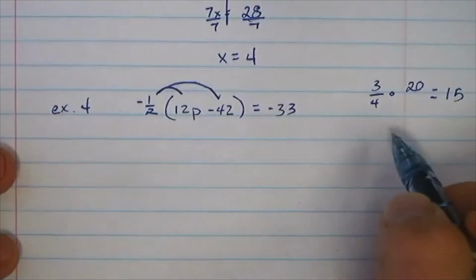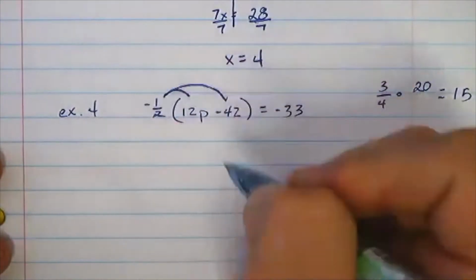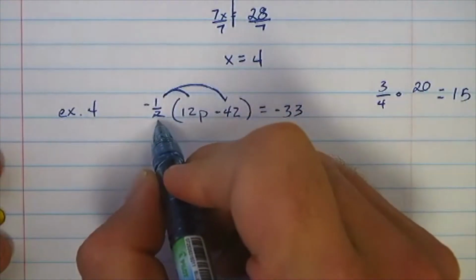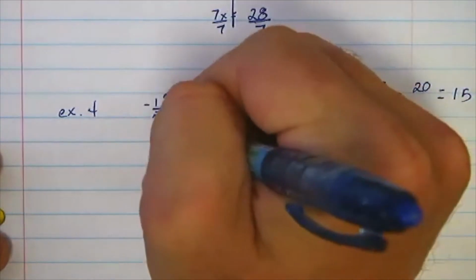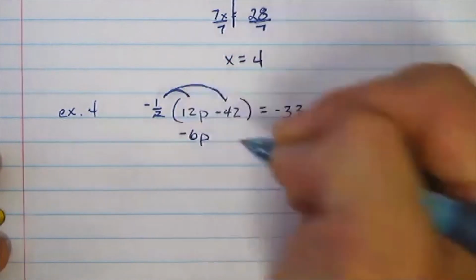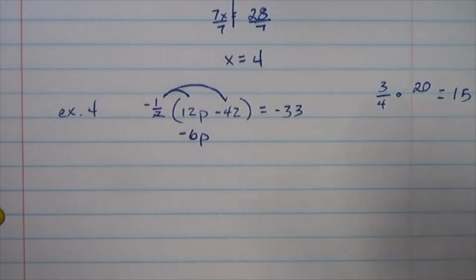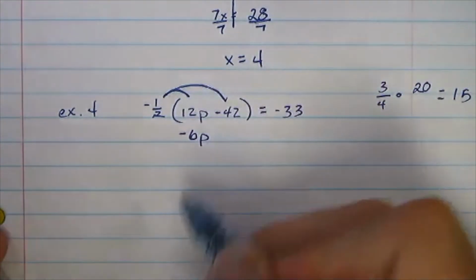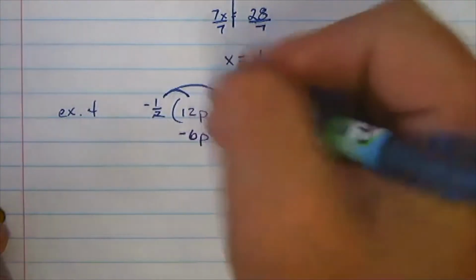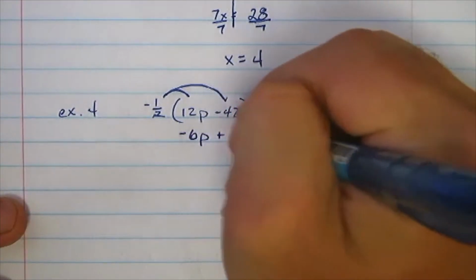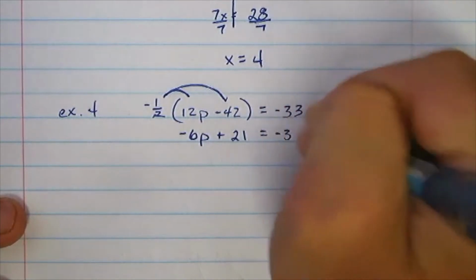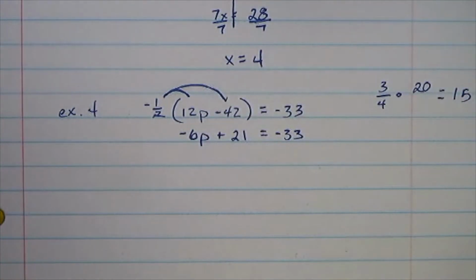So with this one, okay, we've got negative 1/2 times 12, right? Because we're going to multiply this number by the coefficient of p. So negative 1/2 times 12 is negative 6p. So it's negative 1 times 12, that's negative 12. Negative 12 divided by 2, negative 6. Okay, same thing for the negative 42. We've got a negative times a negative. So just to get that out of the way, it's a positive. And basically 42 divided by 2, so 21. Okay, all right. My problem is now nice and simplified, cleaned up.